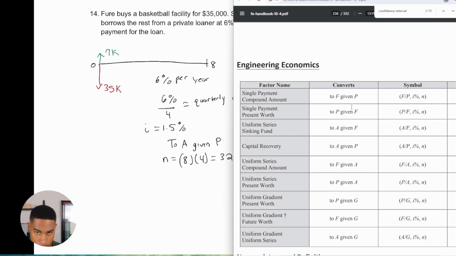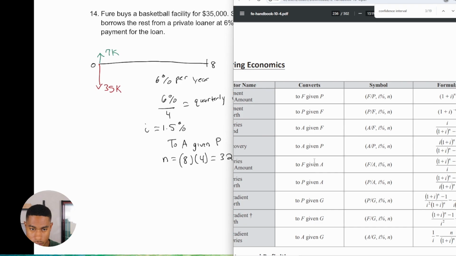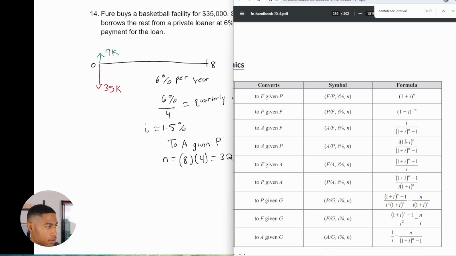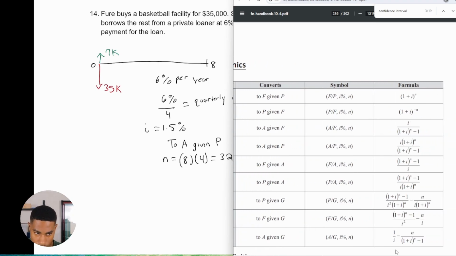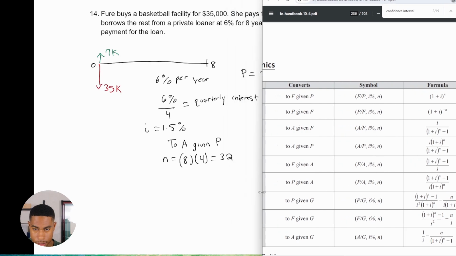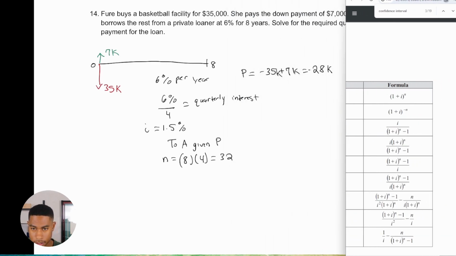All right, so we want to get A given P. This is the equation that we want to use. It's I times (1 plus I) to the n, over (1 plus I) to the n minus 1. I represents, of course, our interest. N is the number of compounding periods, and then that'll give us that conversion. Hopefully you take a picture of that, or maybe I can still have it up.